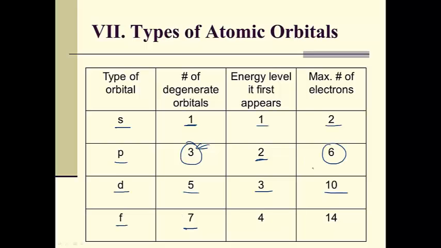And energy level 2 will have s orbitals and p orbitals. Energy level 3 will have d orbitals, p orbitals, and s orbitals. Energy level 4 will have all those types, s, p's, d's, and f's.